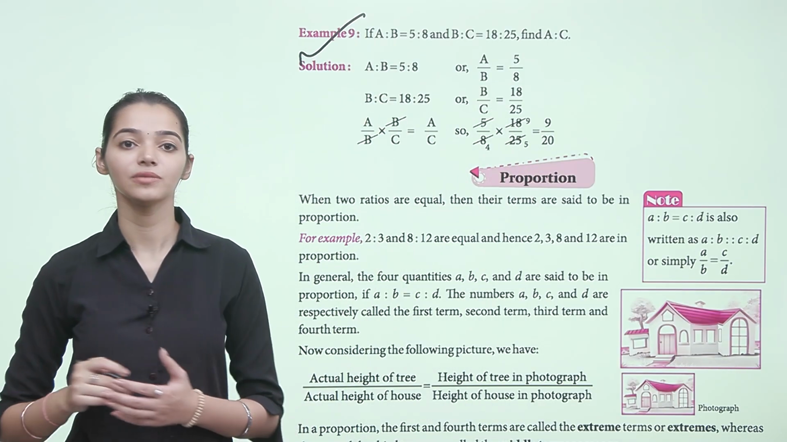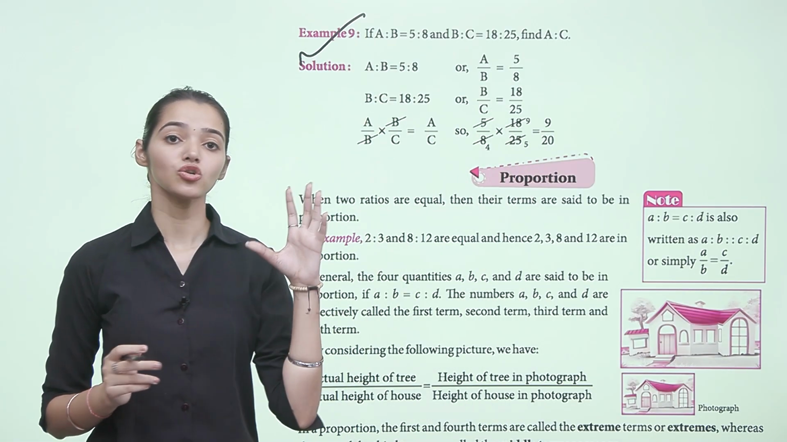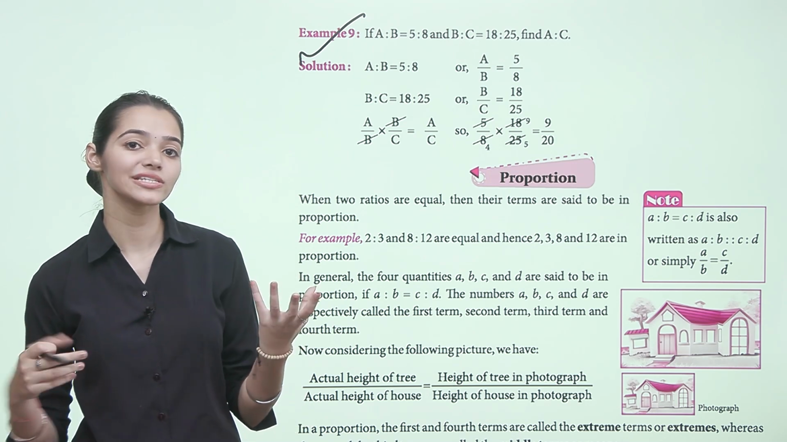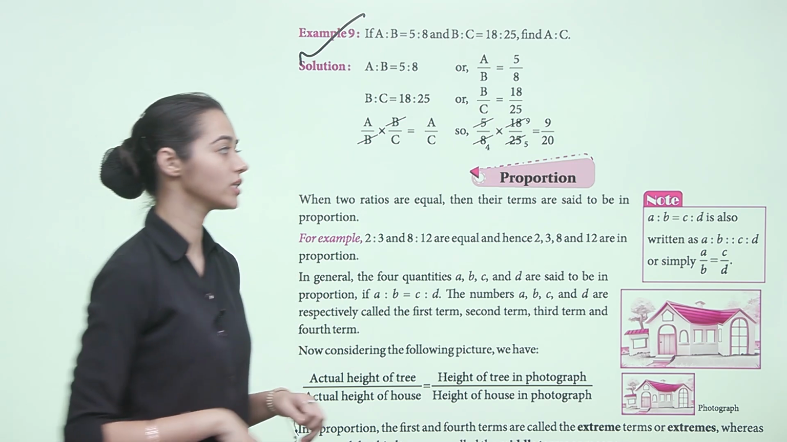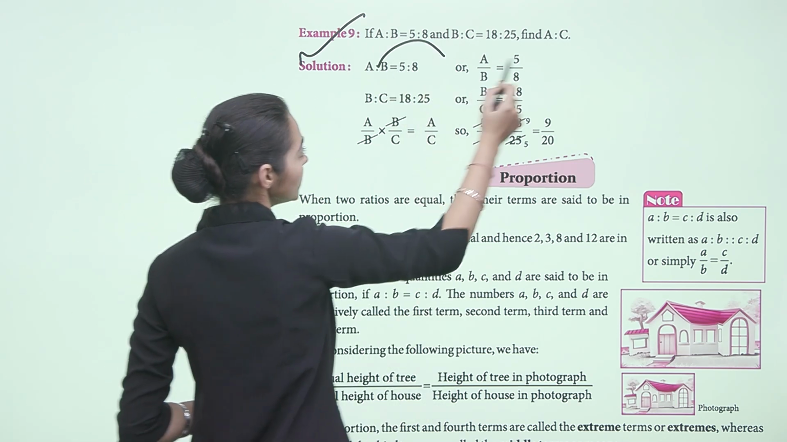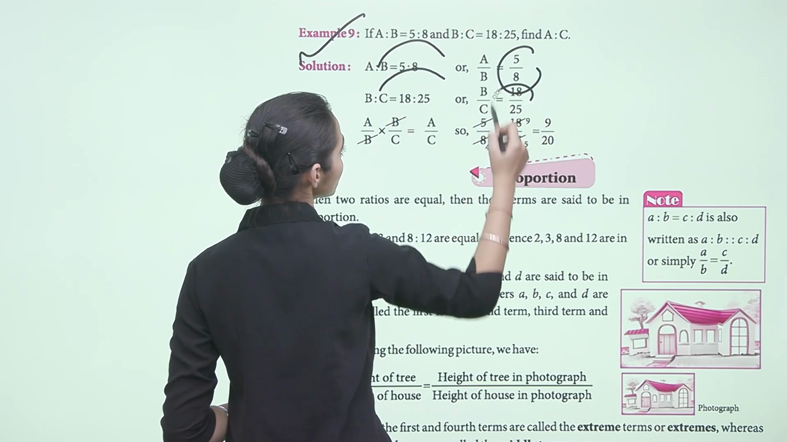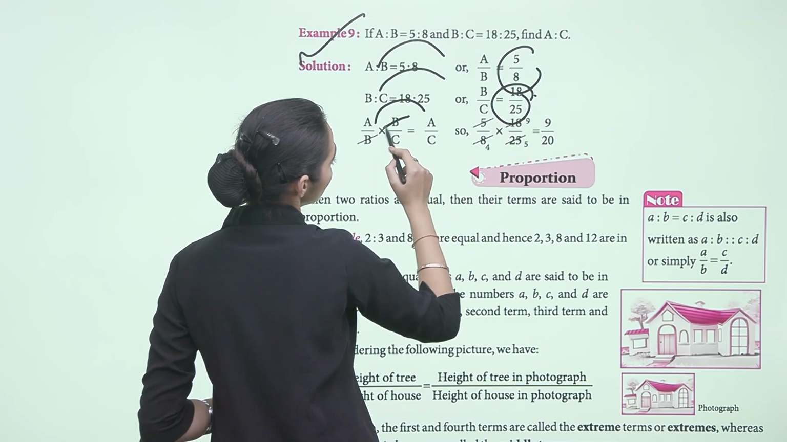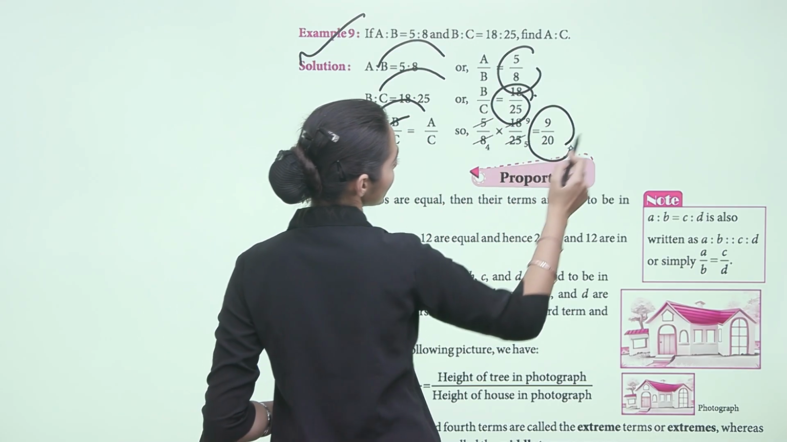Now here is our example number 9. Here if A ratio B is equal to 5:8 and B ratio C is 18:25, then we have to find A ratio C. That means A ratio B is 5:8, B ratio C is 18:25. When we multiply both, B gets cancelled and A ratio C is 9:20.